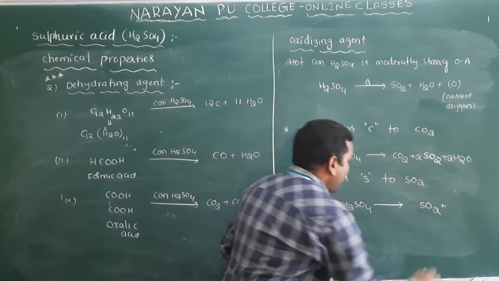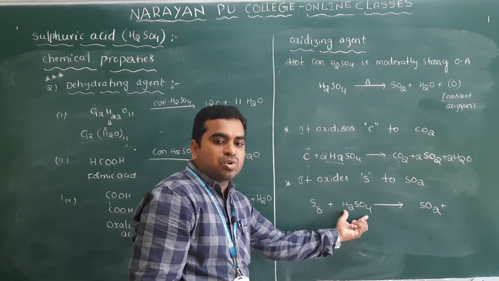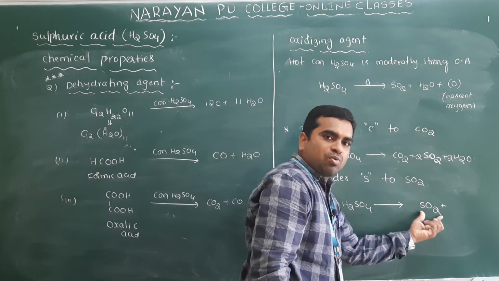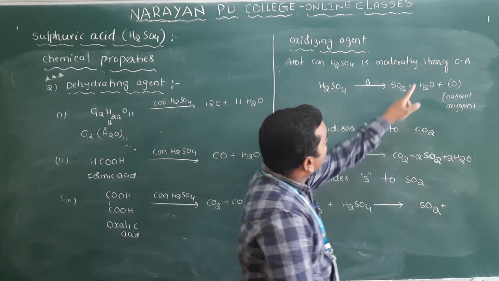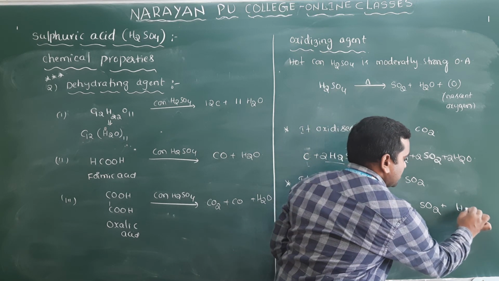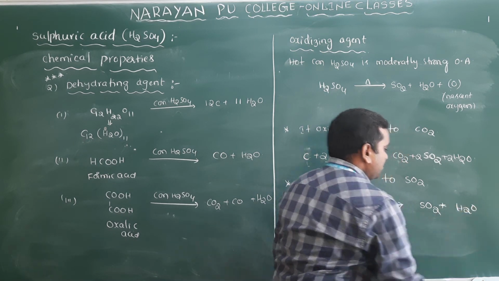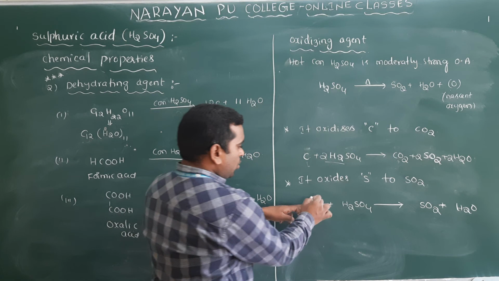Sulfur dioxide. And H2SO4 is reduced to which one? Sulfur dioxide. Again, what do you get? Sulfur dioxide only, plus what you have to get? You have to get the water. So that is plus water. So balance here, it is 0.